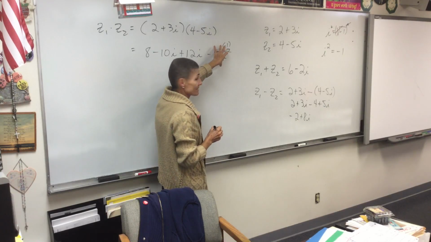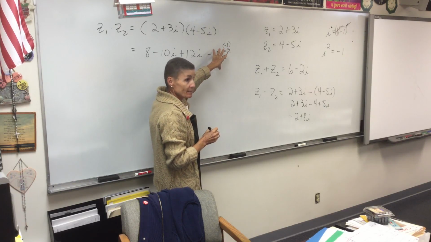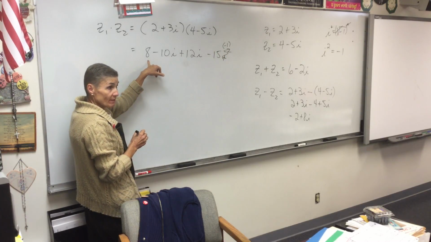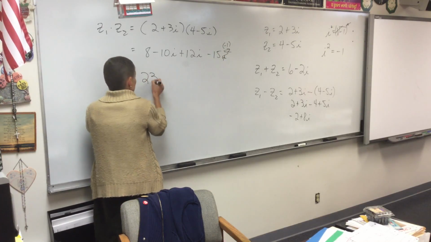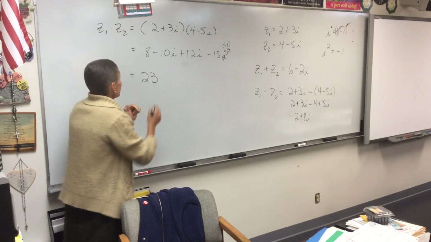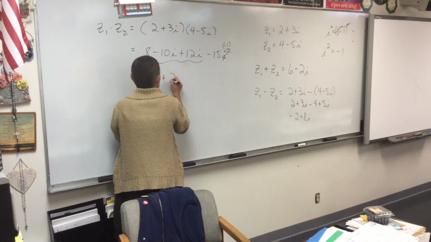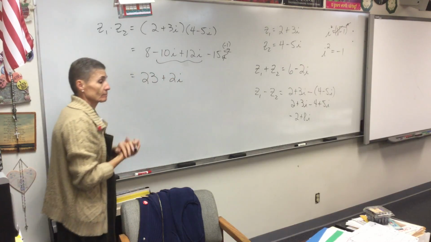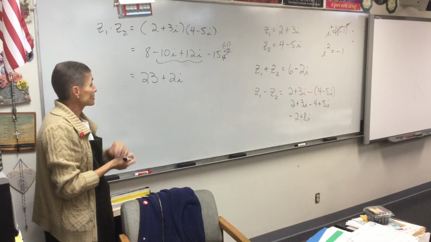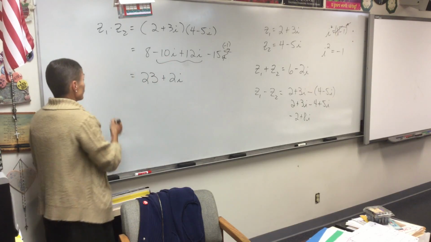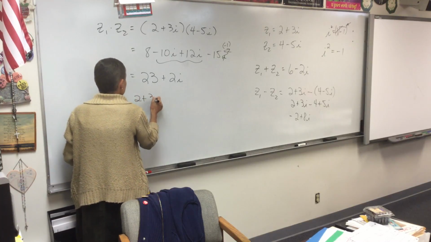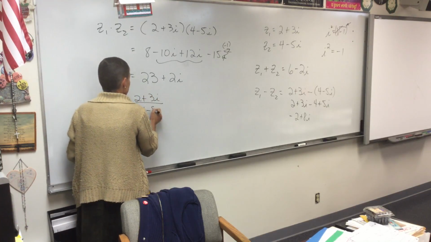Which makes this a positive 15, which can be added to my positive 8, giving me a grand total of 23. Plus 2i. And then these two are like terms, and there we go. Everybody good with that? Okay, so addition, subtraction, multiplication, the only thing left is division. So that would be 2 plus 3i over 4 minus 5i.